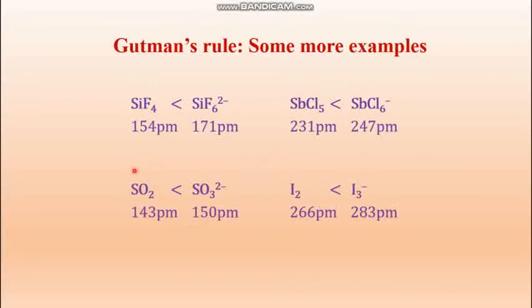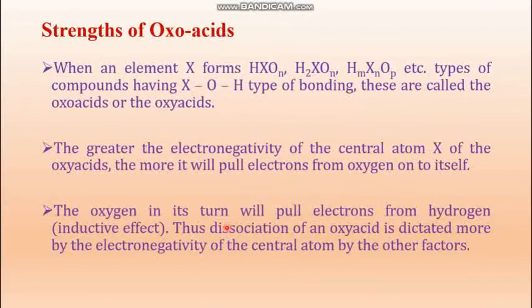When sulfur dioxide reacts with O2-, this is also an acid-base reaction. On the other hand, iodine reacts with I-, this is another acid-base reaction. In both cases, lengthening of bond takes place. Now we move on to a fresh topic, which is the strengths of the oxoacids.